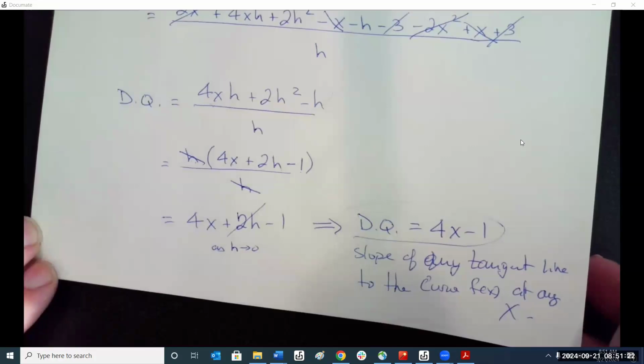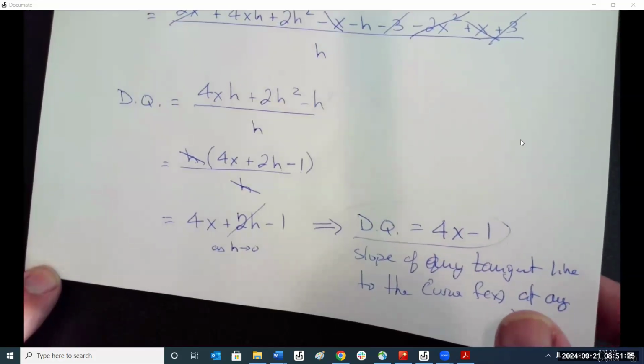All right, that's it for that section. Let's go and look at section 4 real quick.